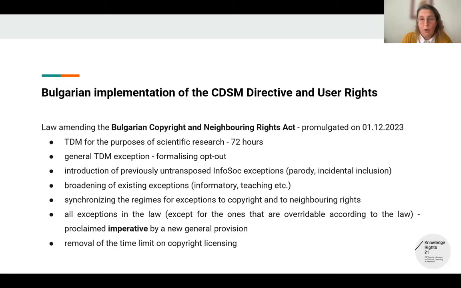Outside the topic of copyright exceptions, there were also some important amendments. In the previous version of the Copyright Act, the licensing of rights was limited to a maximum of 10 years by a mandatory provision, and this mandatory provision was repealed in its entirety, which is very important in the context of open licensing, including for the purposes of open access.